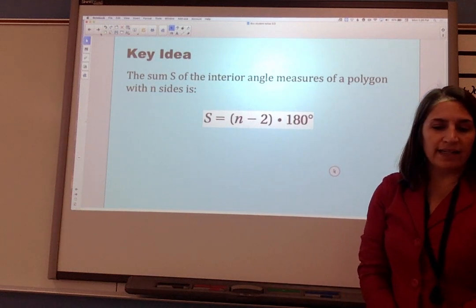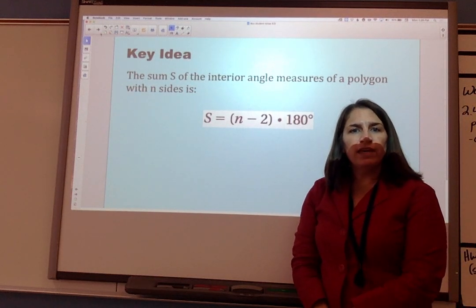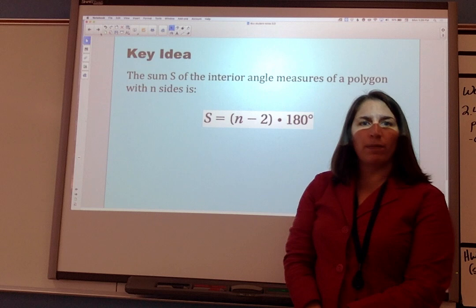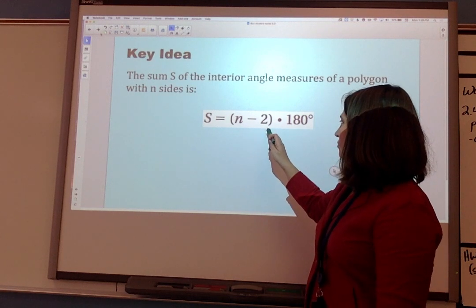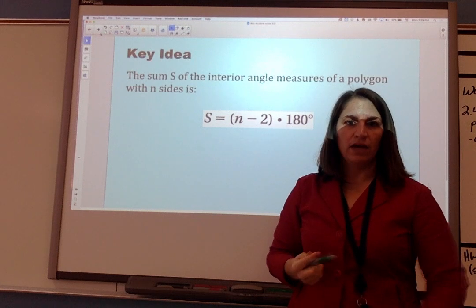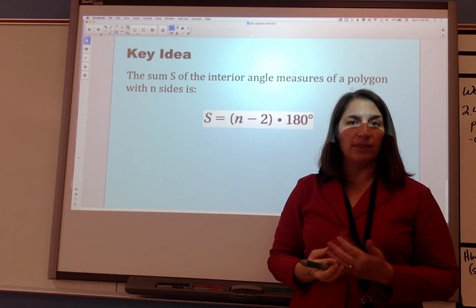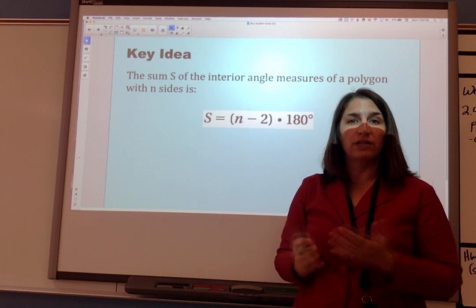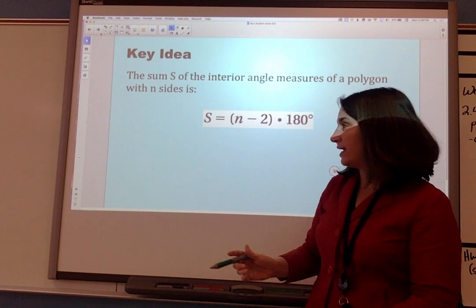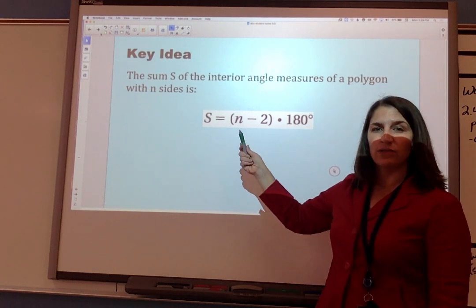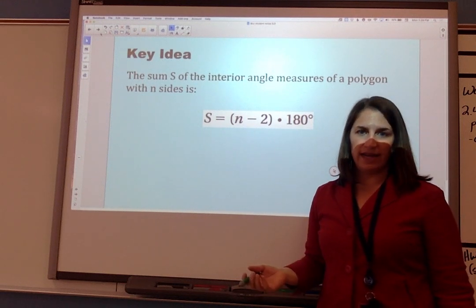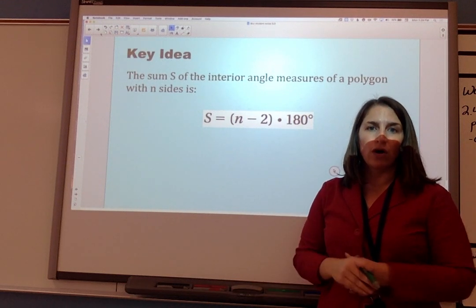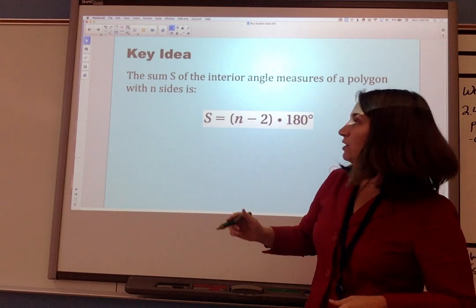Now, one more key idea to get us started. The sum of the interior angle measures of a polygon with n sides would be n minus 2 times 180. So we already know that the sum of the interior angles of a triangle is 180. So we could test this out to say, well, 3 minus 2 is 1. 1 times 180 is 180. But it's going to be true for all polygons that we can use this formula.